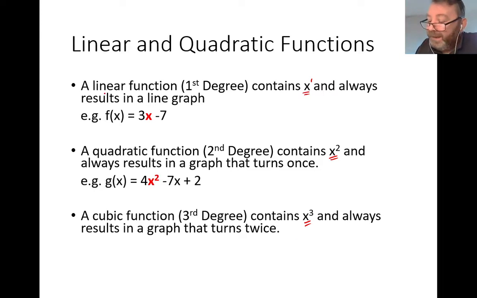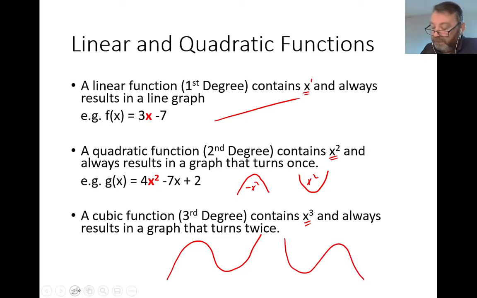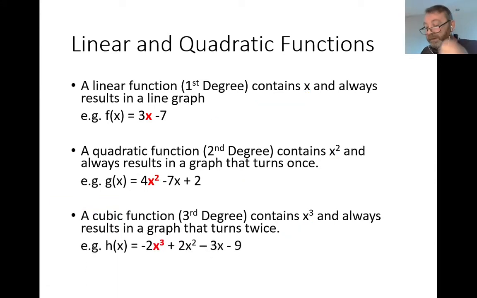So a linear function is of first degree, like that. A quadratic function of second degree will turn this way or this way, depending on whether the x squared is negative or positive. And finally, a cubic function of third degree will always contain x cubed and will either be like this or like this. One or the other. So keep those in mind because they are the functions that we're going to be focusing on as we go forward in graph drawing. An example of a cubic function would simply be minus 2x cubed plus 2x squared minus 3x minus 9.